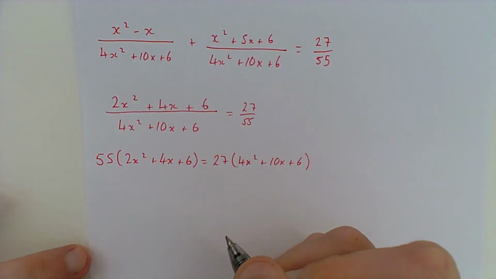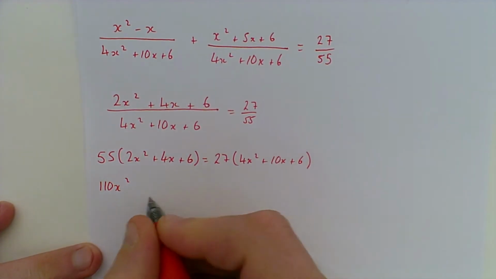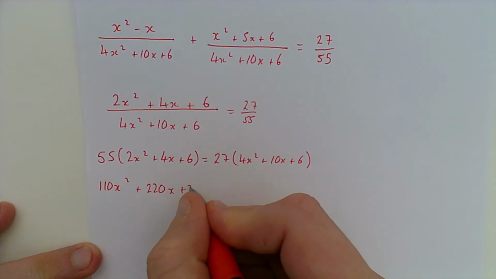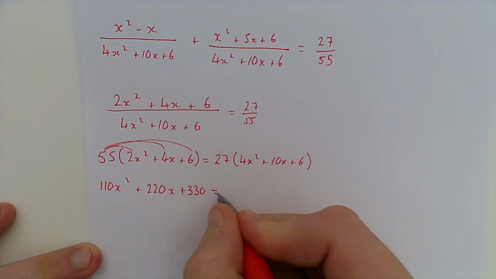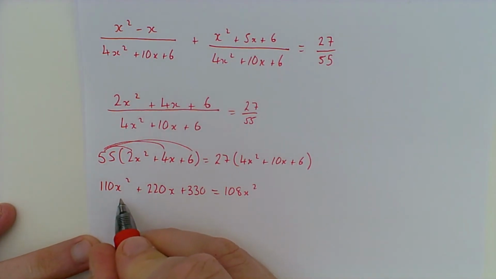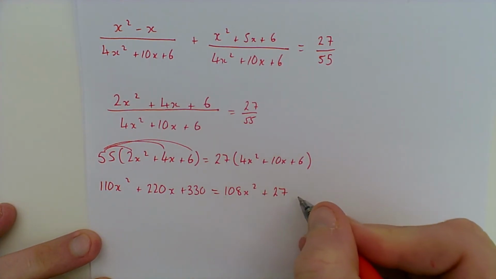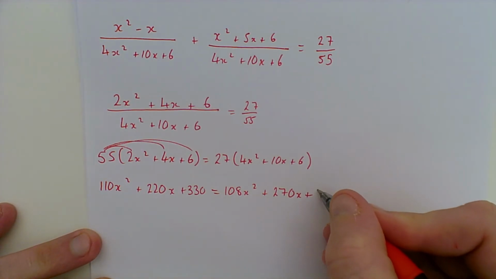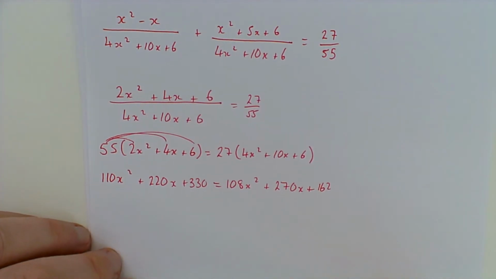Okay, so if I expand all of that, I would end up with 110x squared plus 220x plus 330, so I've done this times this, this times this, and this times this, being equal to 108x squared. Now I like that because I've got 110 and 108, so I'm feeling like I'm doing this correct, plus 270x plus 162. Now I've got a quadratic there, and quadratics always want to equal 0.